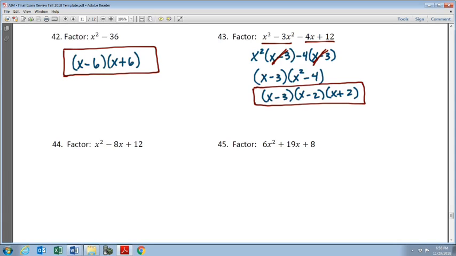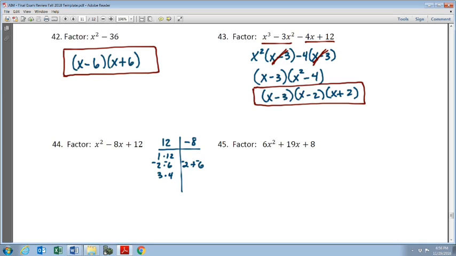On number 44, we're going to use the AC method, or you may think of it as the split B method. That's because we have a trinomial. There's no greatest common factor here. So we need two numbers that multiply to 12 and add to negative 8. And you can look a little bit, but you'll find that it's negative 2 and negative 6. Notice negative 2 times negative 6 gives you the 12, and negative 2 plus negative 6 gives you negative 8.